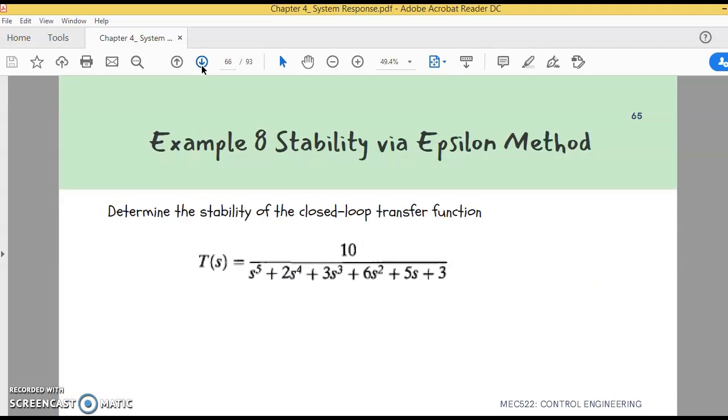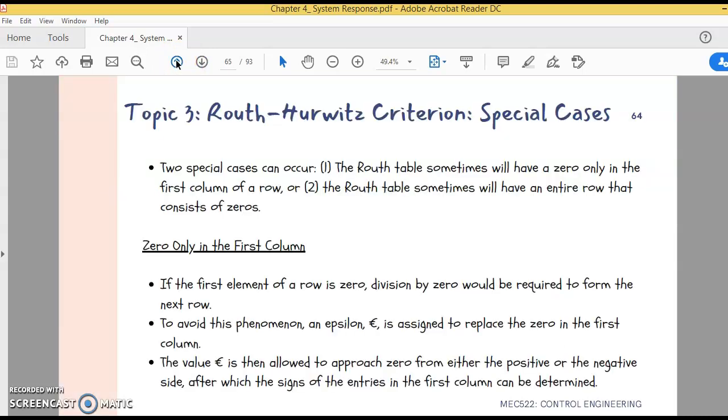Okay, so you can see here, okay, what happen kalau ada dua case kat sini. Okay, kita kena tukar sikit cara method dia.